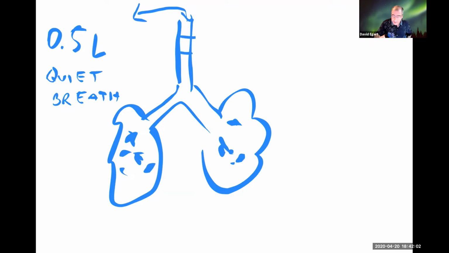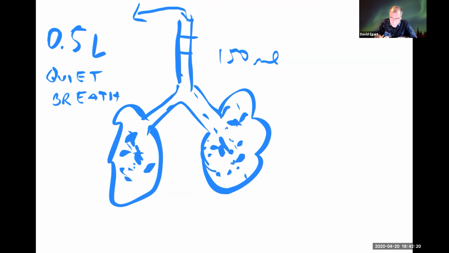And again, there's about 150 mils of dead space here. So of your mix, only like 350 mils is actually fresh air mixing with the stale air that gets down into here. It's fine for regular breathing, but carbon dioxide stays at pretty high levels down here. If I want to really lower carbon dioxide in my body, I can hyperventilate.